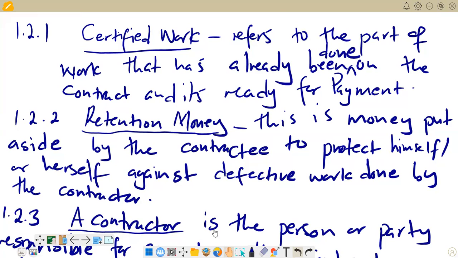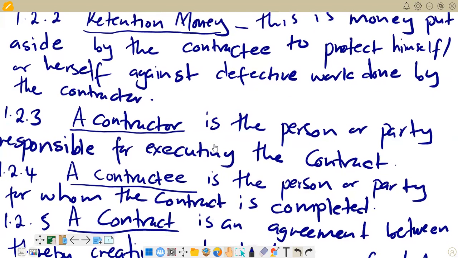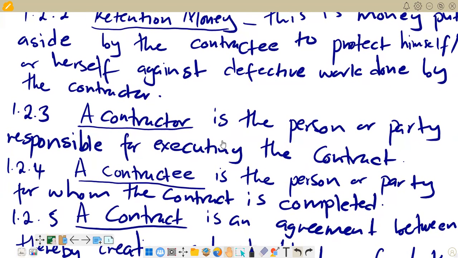Then we move on to the next one. The next one is asking us for an explanation of the contractor. Remember, whenever there's a contract, we have got 2 parties: the contractor and the contractee. The contractor is the one that is executing the job, and the contractee is the one who is paying, be it the buyer of that contract. So the explanation is here: the contractor is the person or party responsible for executing the contract.